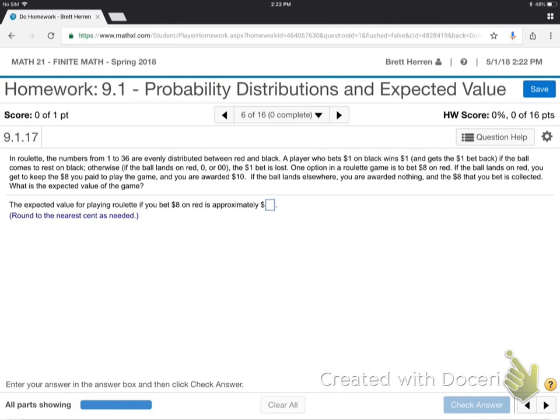One option in roulette is to bet $8 on red. If the ball lands on red, you get to keep the 8, and you're awarded 10. If the ball lands elsewhere, you're awarded nothing, and the 8 that you bet is collected. What is the expected value of the game?